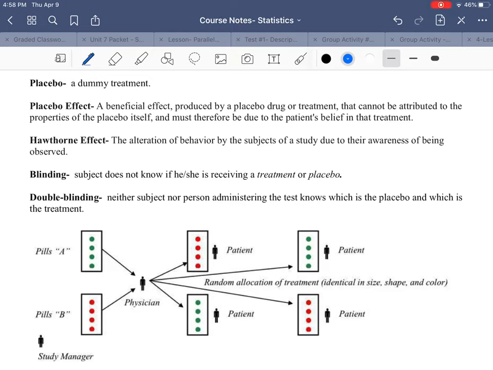So the hierarchy ends up being that you have the physician or the person running the show, the researcher. I have the diagram here, but basically you've got the person running the whole show, then another professional that's administering the test, but they don't have any knowledge of who's getting what. So they know some patients are getting a placebo and some patients are getting the actual medicine, but the pills look exactly the same. All they're given is a cup with a pill in it and a name.